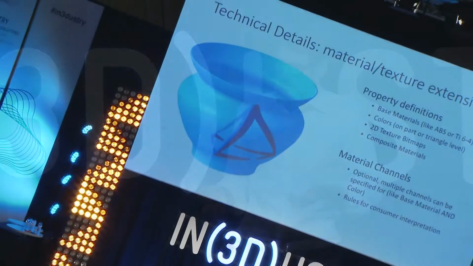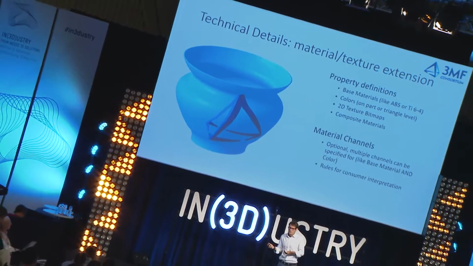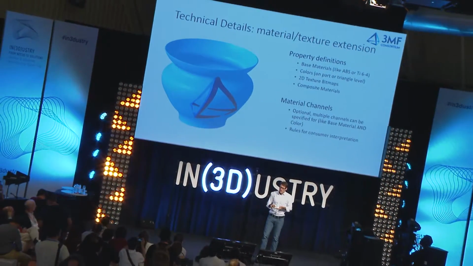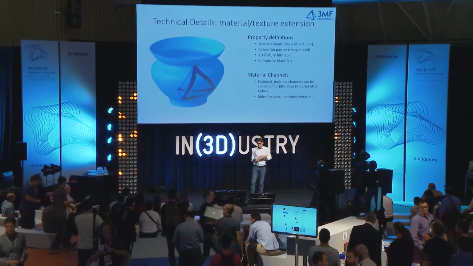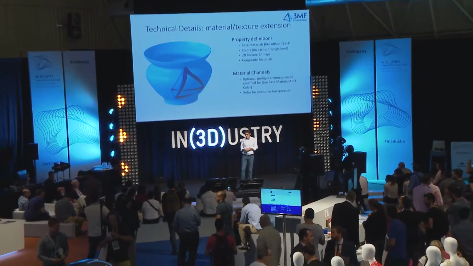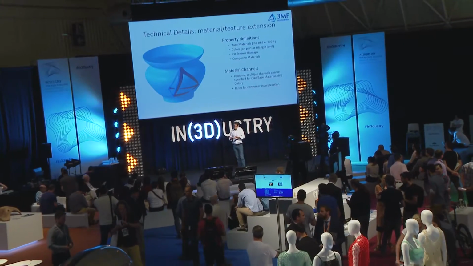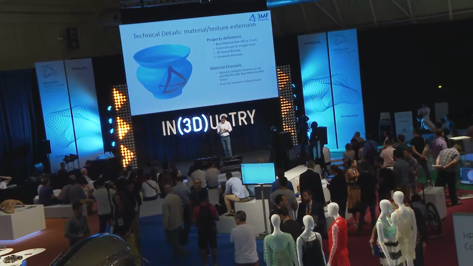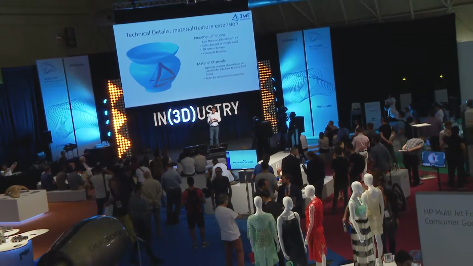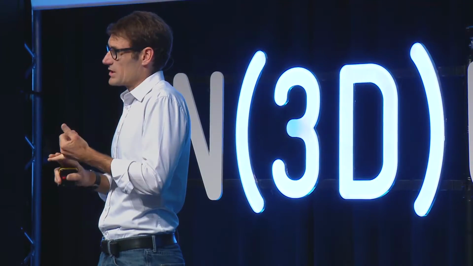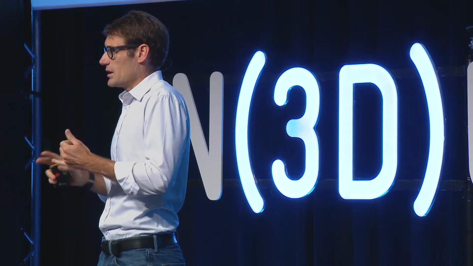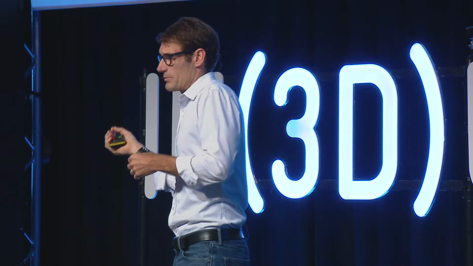For material, I'll spend a little more time on this because I think it's important. In the material and texture extension that's already been ratified and is actually more part of the core, it's been around for about a year. You can do base materials, base color, or vertex color. You can do texture bitmaps, and you can create composite materials very easily. And then you just reference those materials from your geometry.